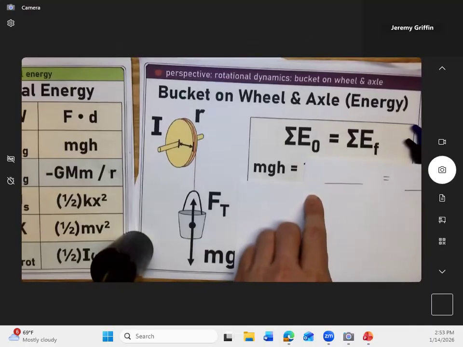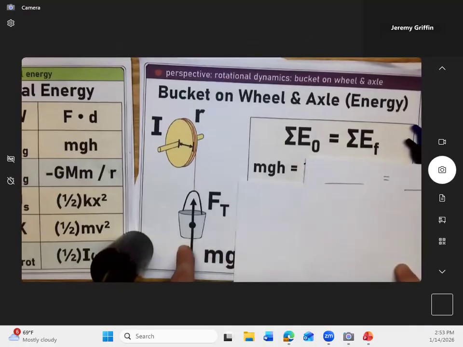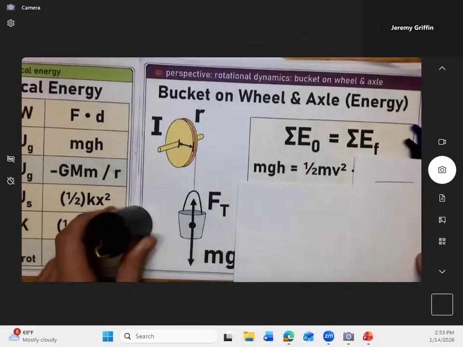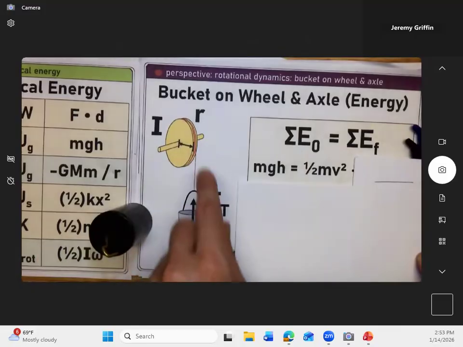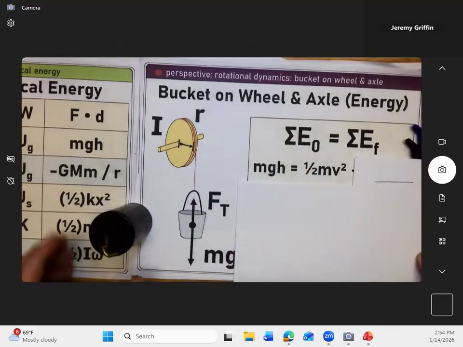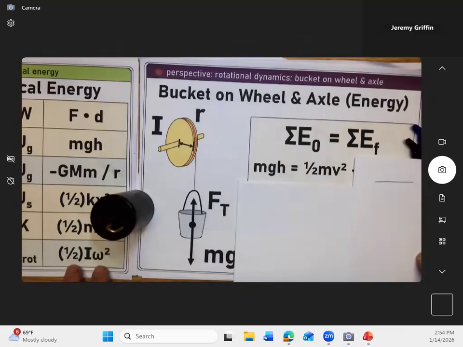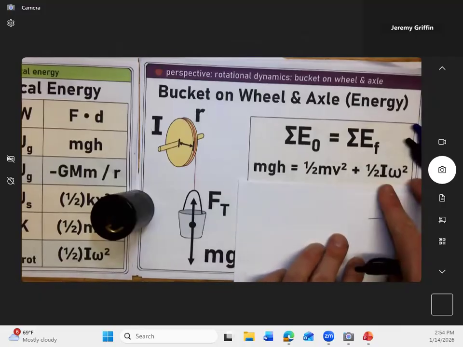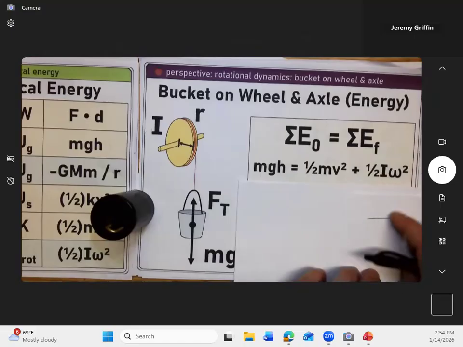And where does that energy go? Well, guys, as the bucket's falling, is it speeding up? Does the bucket have a linear kinetic energy? That is true. So there's a 1/2 mv squared of the bucket. Guys, as this bucket's falling faster, is the disk also rotating faster? Yeah. And if you look over here, what's the formula for energy of a rotating disk? Inertia. Yeah, 1/2 I omega squared. Great.